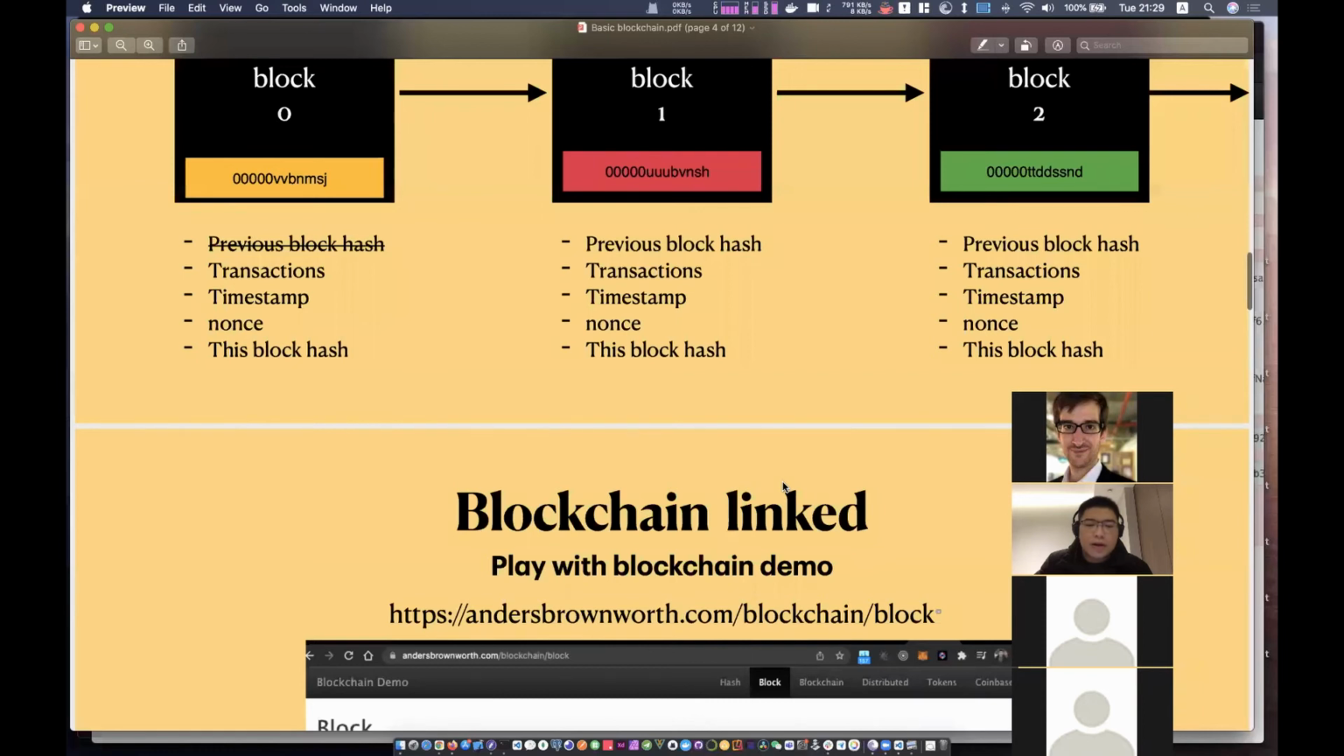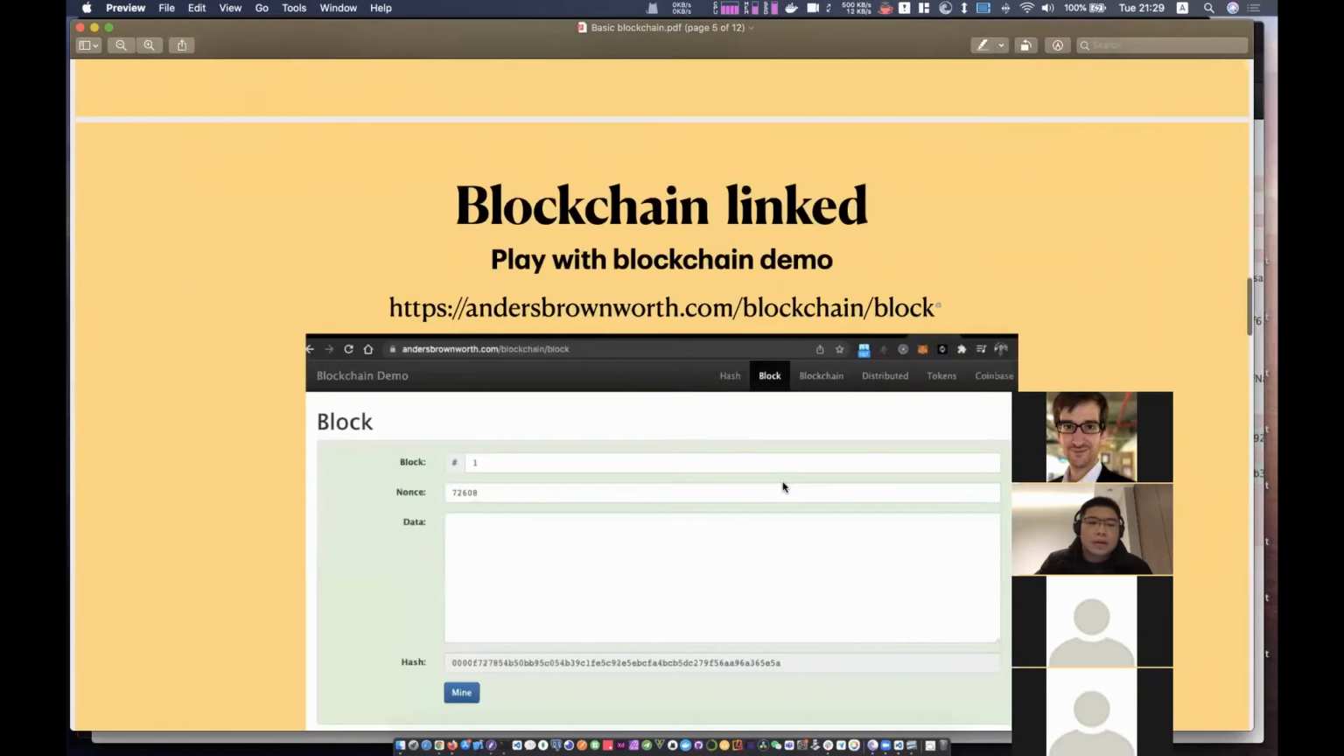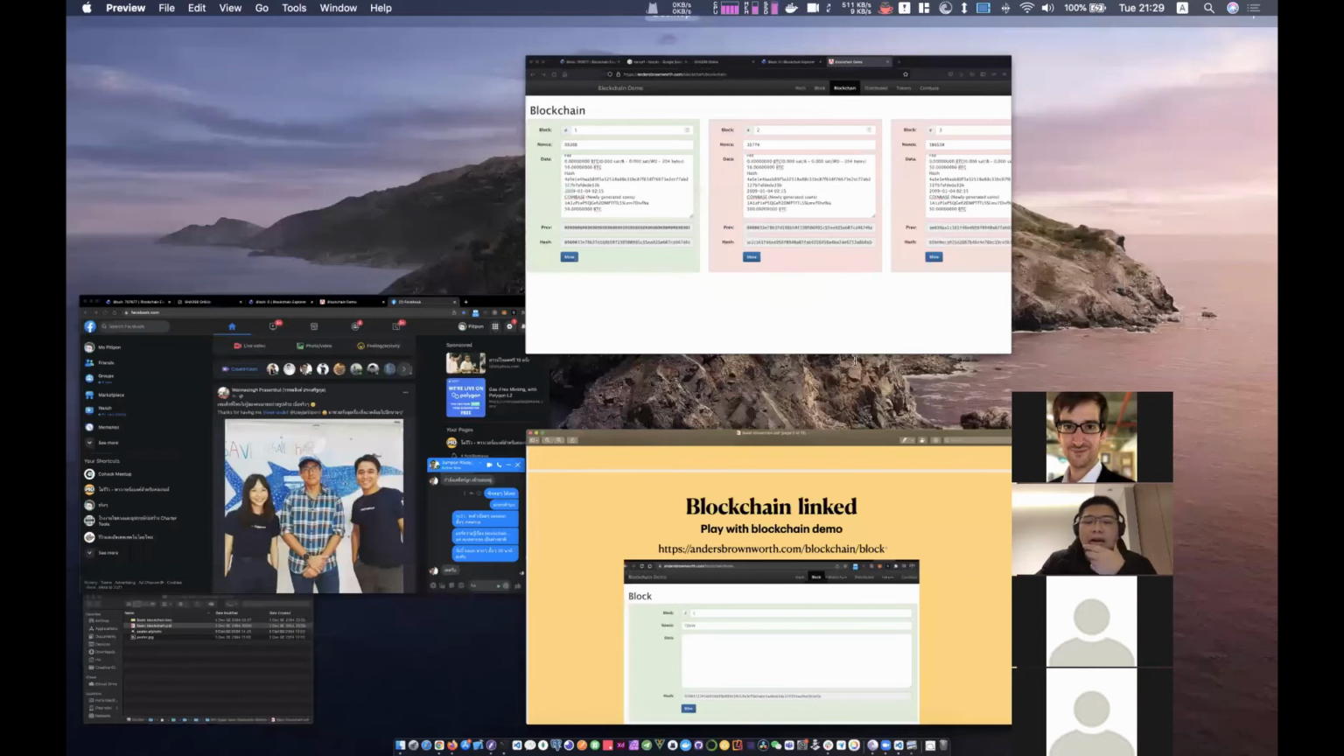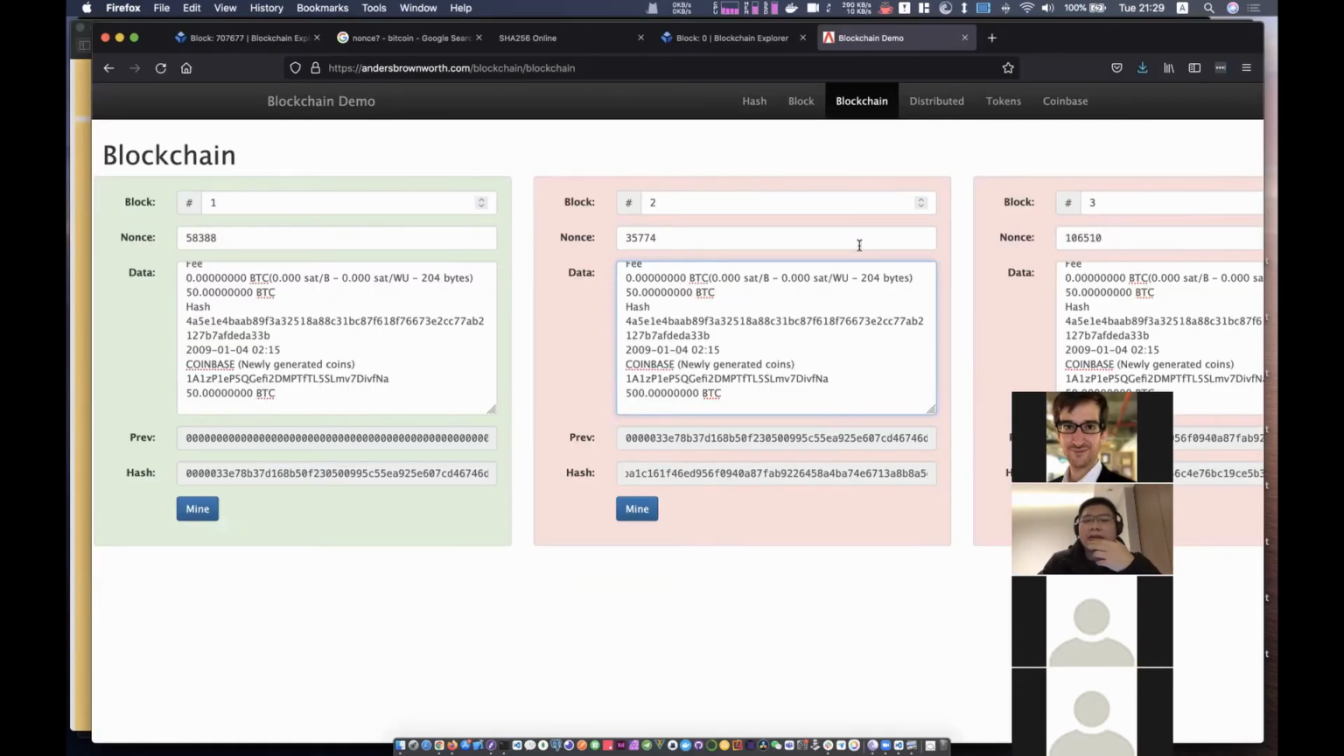Okay, this is how the blockchain links. So does anyone have a question about the blockchain? This is the very basics of the blockchain, and this one is called proof of work. This is only the fundamentals; we didn't talk about other consensus mechanisms. Right now, the consensus that we talk about is proof of work.